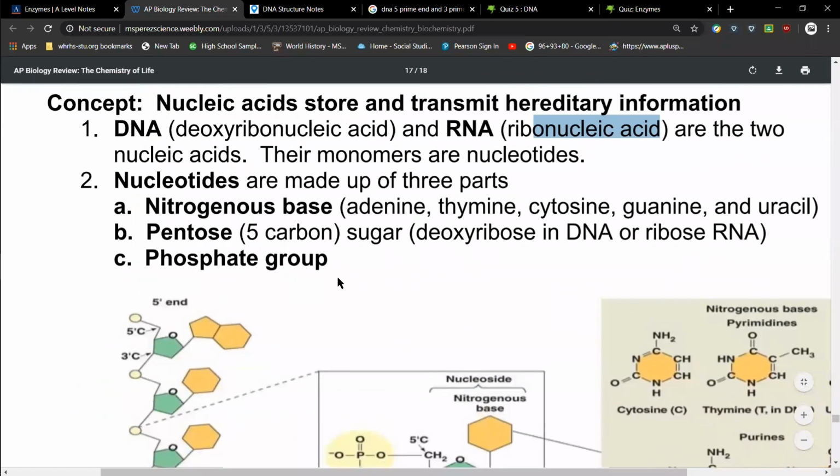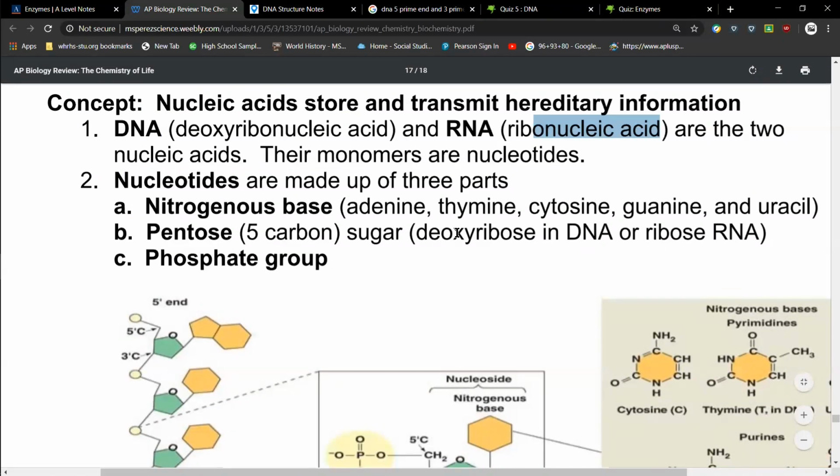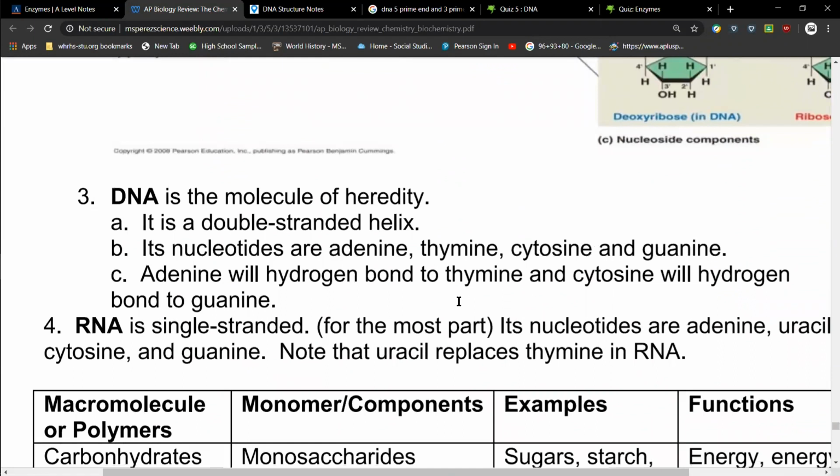So remember that RNA is ribonucleic acid, which means it has a different sugar. Remember we said ribose is in RNA, deoxyribose is in DNA. Another big difference is that RNA is single-stranded. For the most part, most RNA molecules are single-stranded, and most DNA molecules are double-stranded. That's why when we talk about DNA, we talk about it having a structure of a double helix. But RNA just has a single-stranded structure, or we just consider it a strand because there's only one of them.